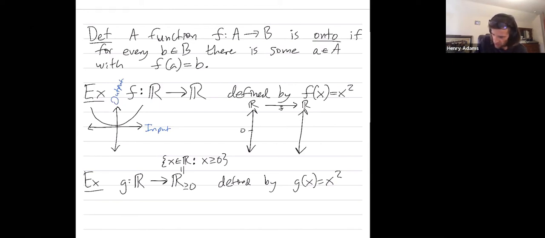So 0 maps to 0. Let's do this with colors. 0 maps to 0. Where does 1 map? 1 maps to 1 squared, which is 1. Where does -1 map? -1 maps to -1 squared, which is 1. Okay. Where does 2 map? 2 maps up here to 4. And where does -2 map? -2 also maps to 4. So you can see, I could visualize f as like all these arrows.